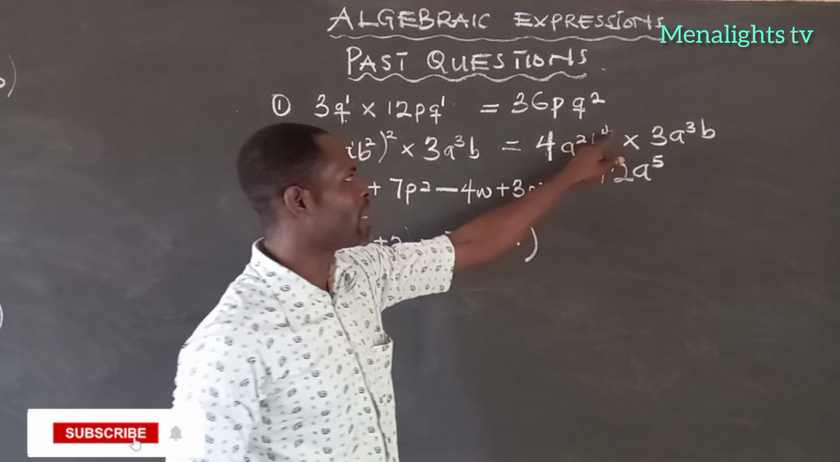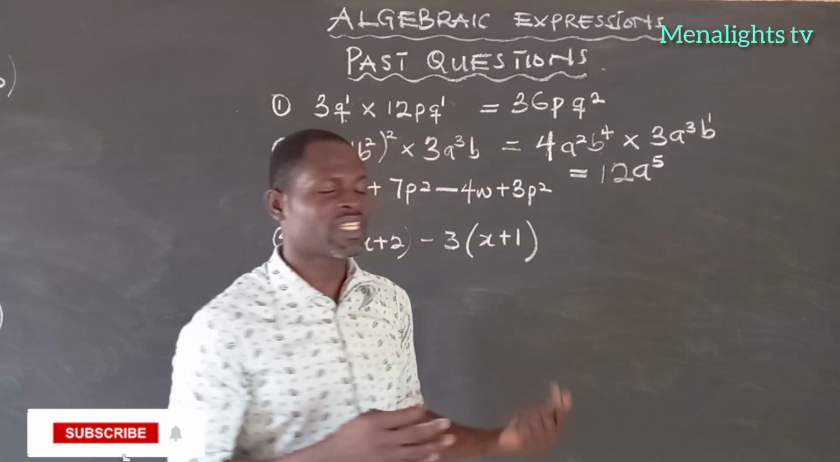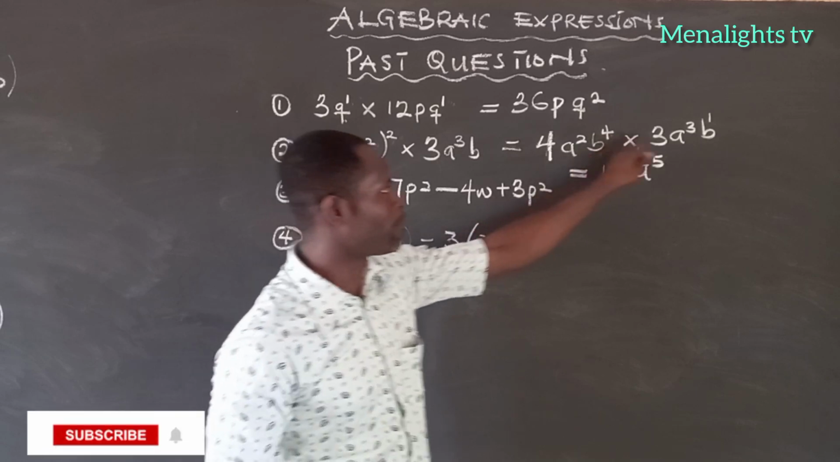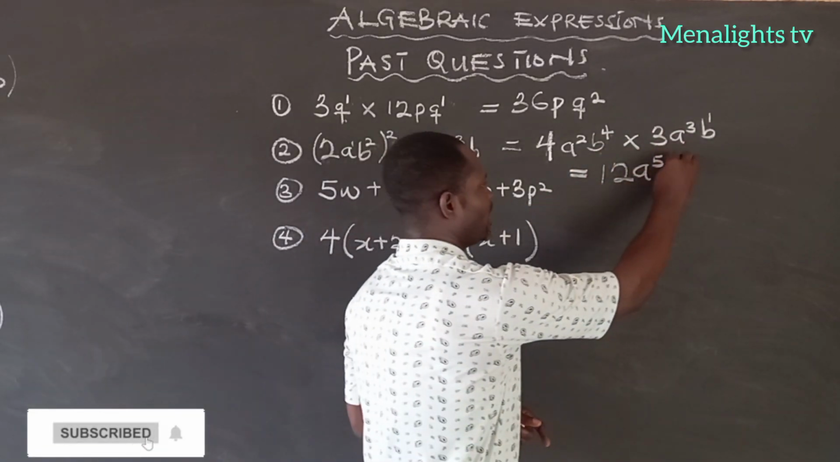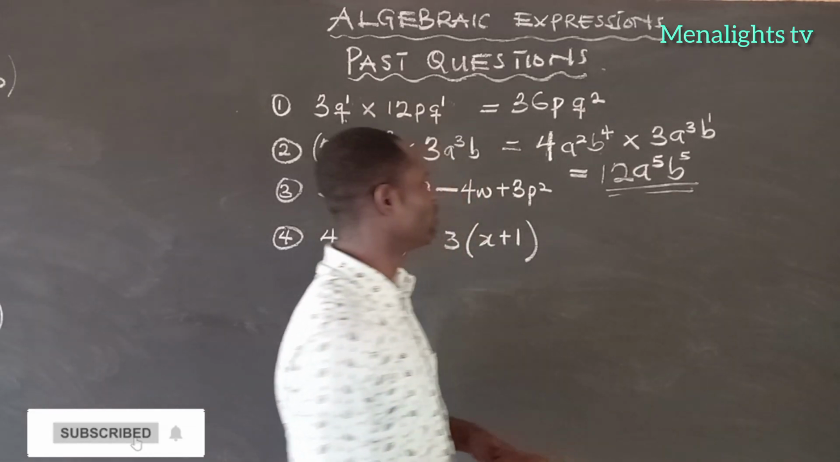Then the b, here we have 4 and this is 1. So since the bases are the same, we have multiplication, we add the exponent. So the 4 plus the 1 will give us b exponent 5. So this is the answer for the second question.